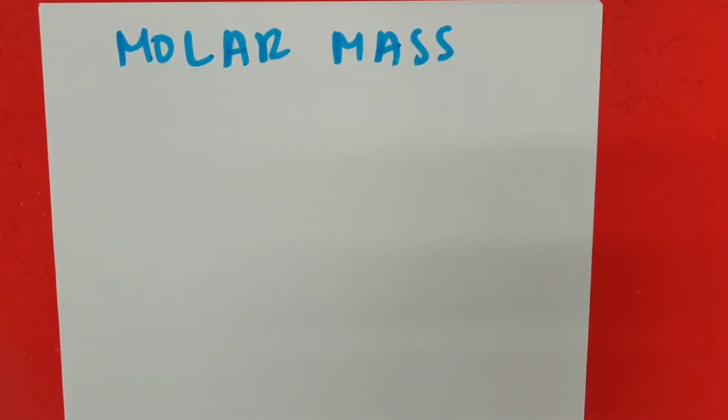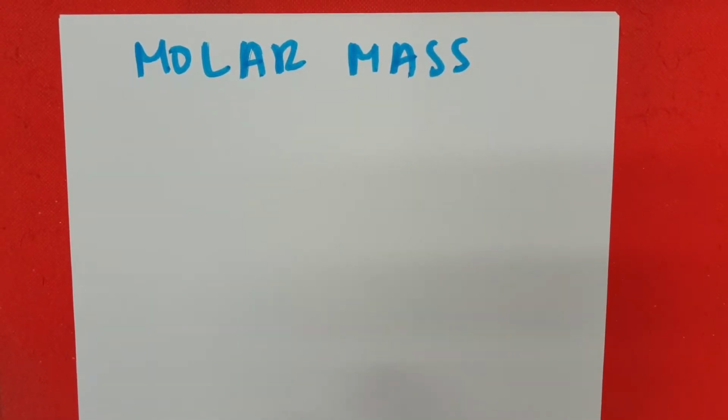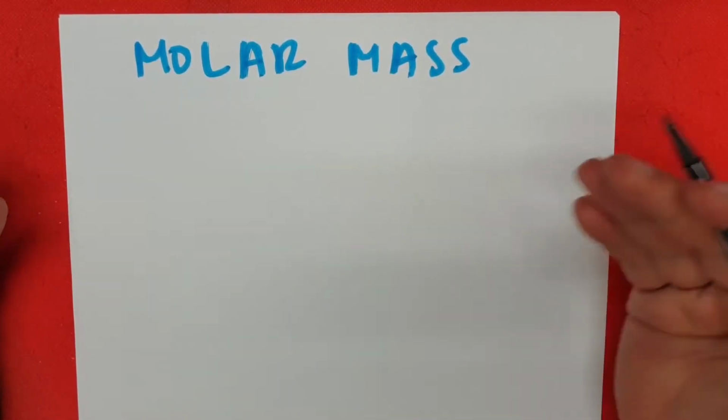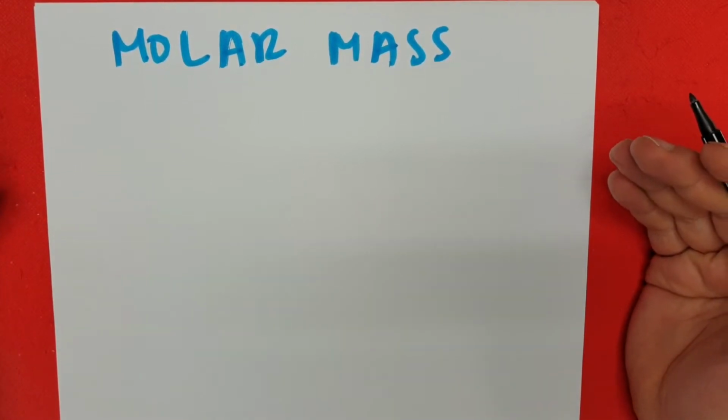So today we're going to explore molar mass and the calculation of molar mass. And let's dive right into this problem. What is molar mass? Molar mass is the amount of grams per mole that a chemical compound can weigh.